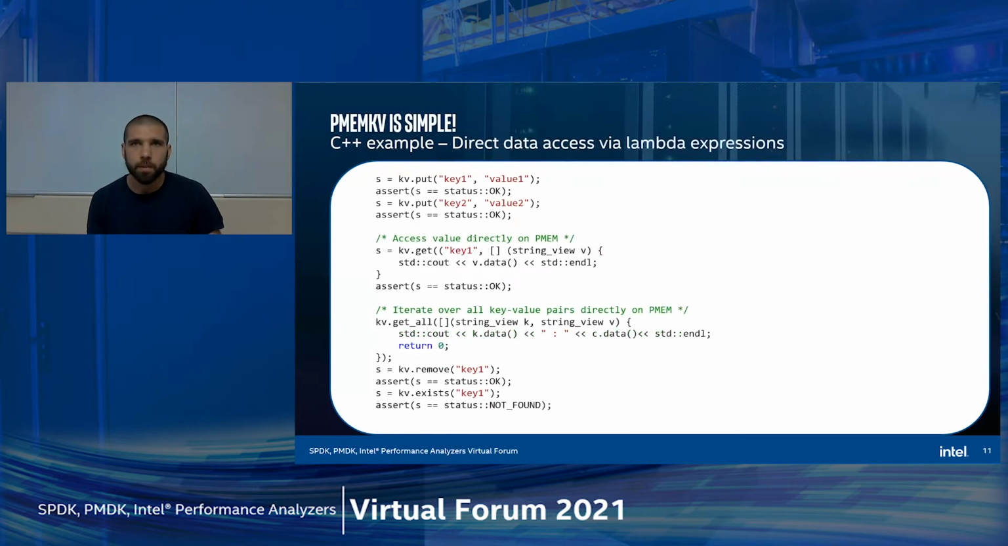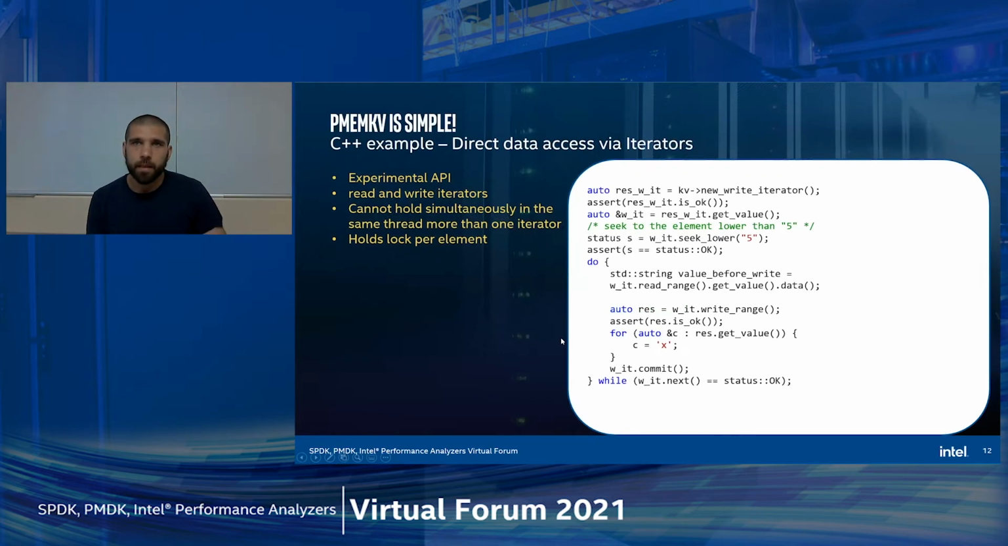After that, we may start reading, writing, and removing data. The whole point is to access data directly on the persistent memory without copying it anywhere. So we may get such access inside a lambda expression passed into the get method, like here.